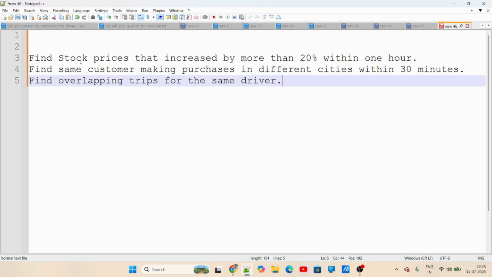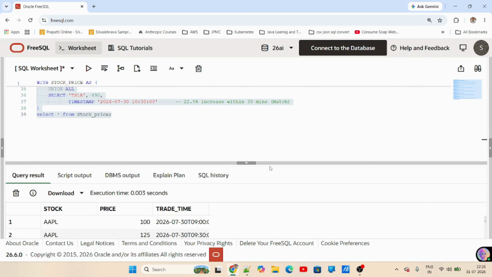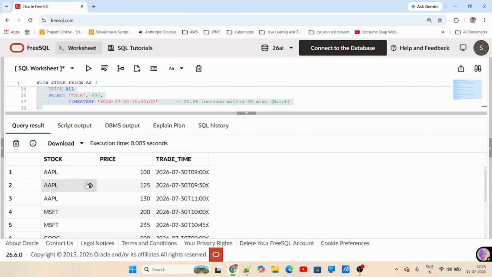So there are two things that we need to find. First, we need to find basically any stock which has increased by more than 20% in an hour, basically within that 1 hour period, okay. So let's start with this. So we have this data here. Again, it's not a table, but it is the with clause. Using the with clause, I have created this data.